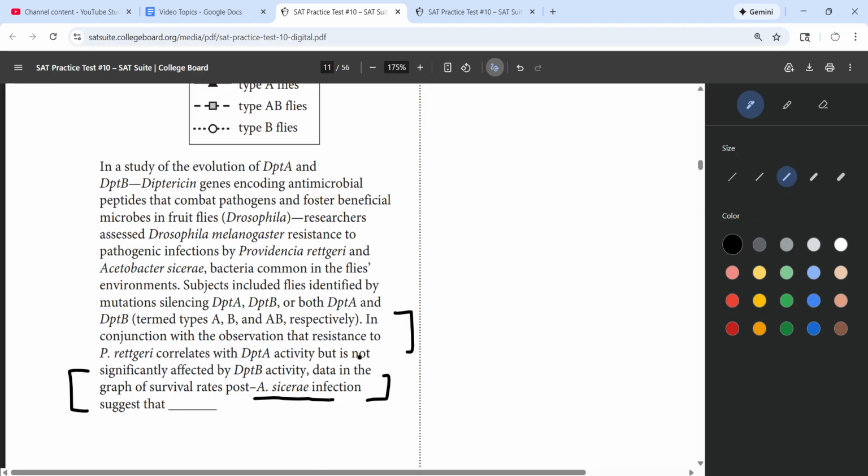When we say in conjunction, basically they put the first half of the sentence here just to make our lives harder. Because when we say in conjunction with the observation that this other thing also happens, we don't have to prove the first part of the sentence. The PR stuff we don't have to prove. We only have data about AS infection in the graph because that's what the graph is showing, and so that's all we care about. Okay.